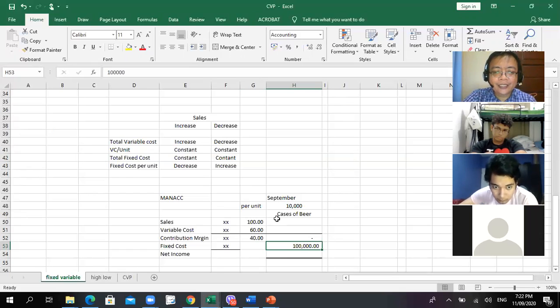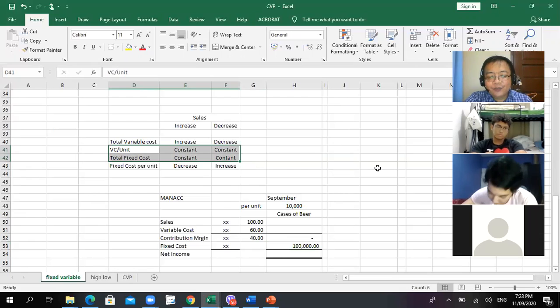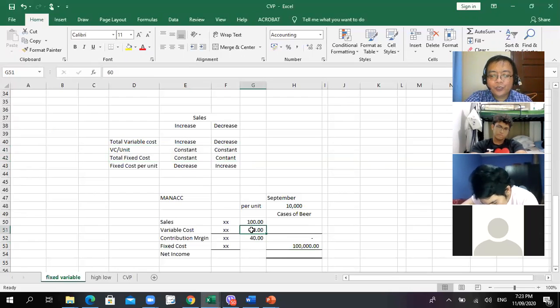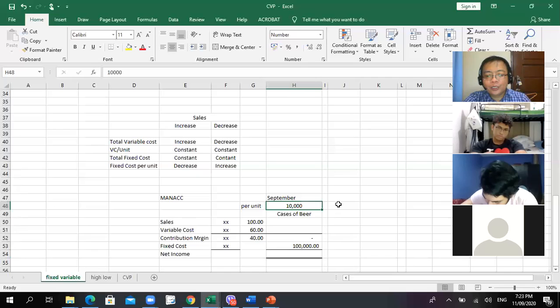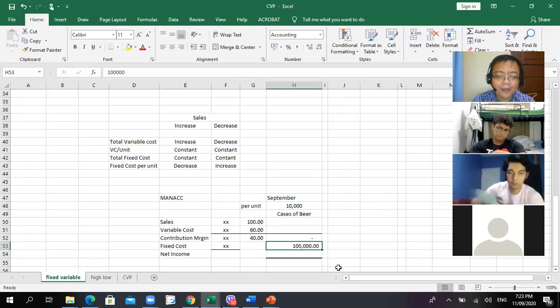The answer for that is this: regardless of the changes in your activity, the variable cost per unit and the total fixed cost will remain the same, constant. Whether your cases of beer increase to 12,000, 13,000, or 15,000, you have the same variable cost per unit and the same total fixed cost. Very good, Marikay.